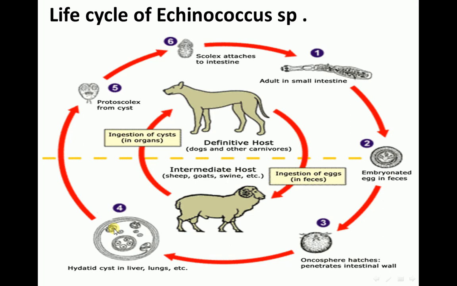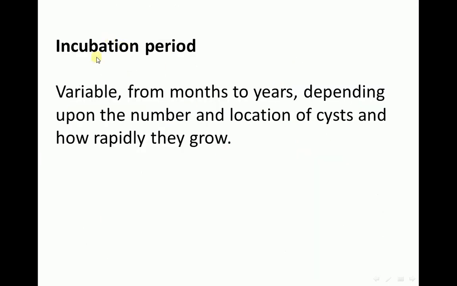After eating this hydatid cyst by the definitive host, such as dogs or fox, each protoscolex in this hydatid cyst converts to adult worm after making attachment with the mucosa of the small intestine in the definitive host, and repeats the life cycle. Incubation period: variable from months to years depending upon the number and location of cysts and how rapidly they grow.